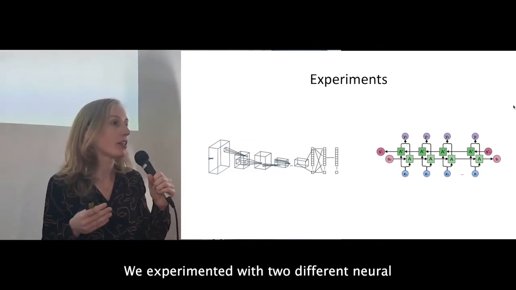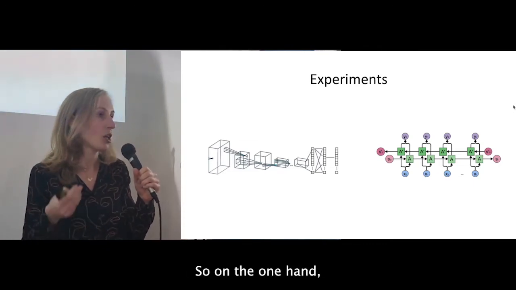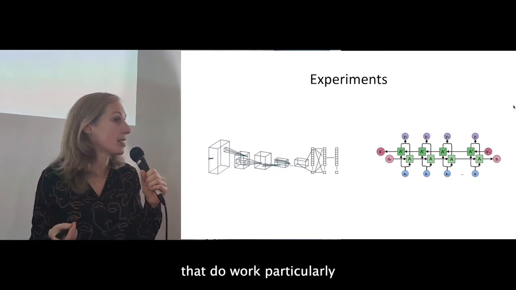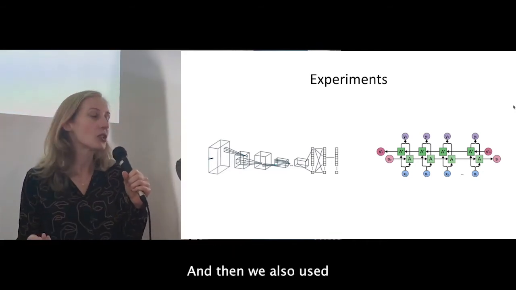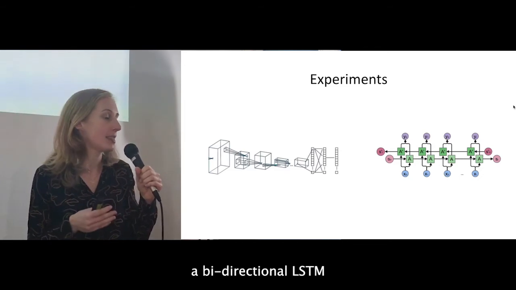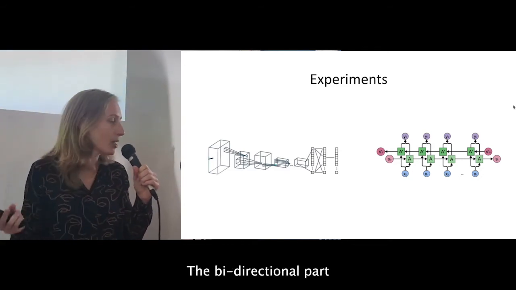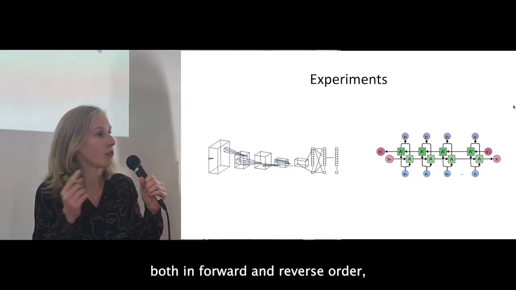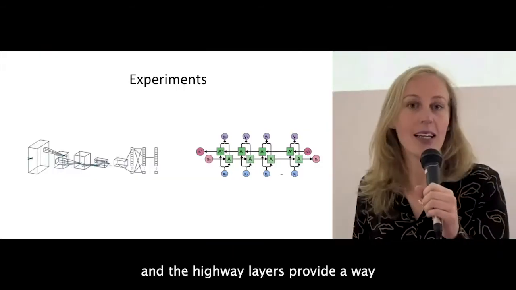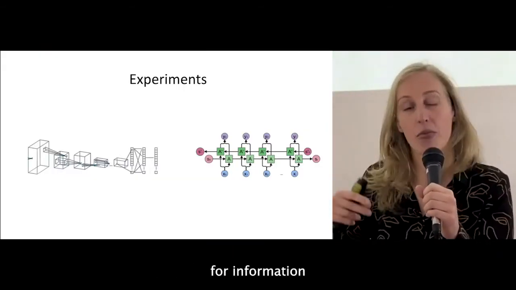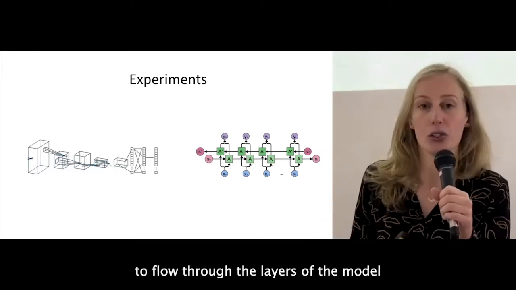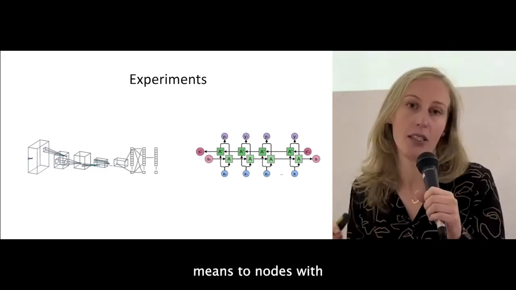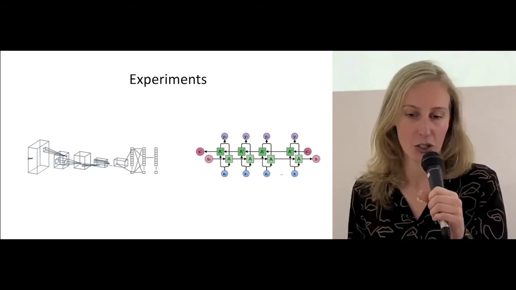We experimented with 2 different neural network architectures. On the one hand, we tried out different convolutional neural network architectures that tend to work particularly well for images. And then we also used a bidirectional LSTM with highway layers. Now, the bidirectional part basically allows the model to access the complete sequence, both in forward and reverse order. And the highway layers provide a way for information to flow through the layers of the model uninhibited, and at the same time also through the standard means to nodes with the activation functions.